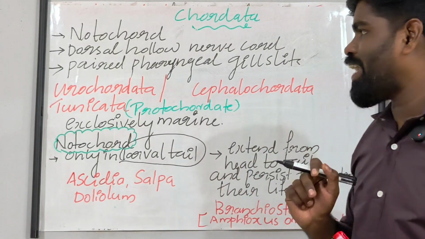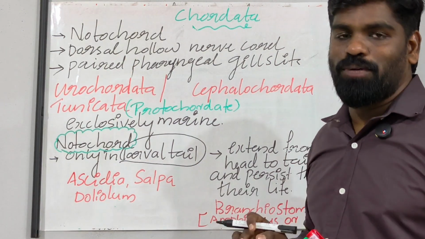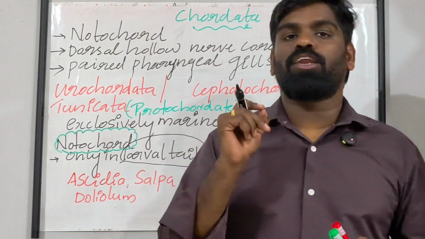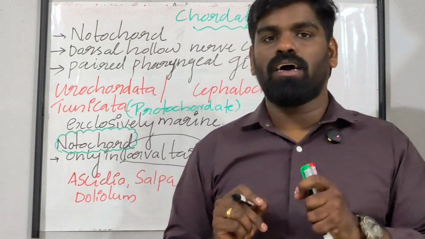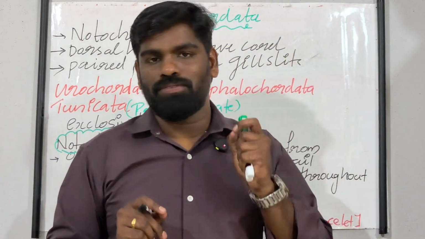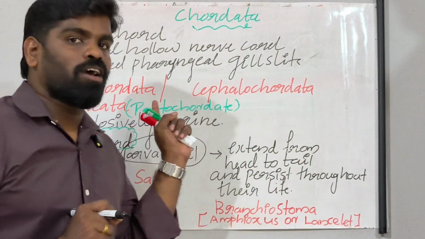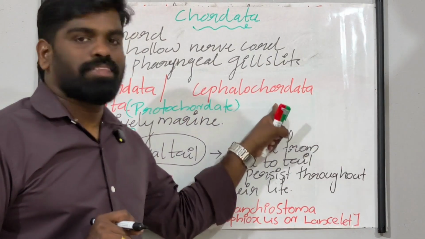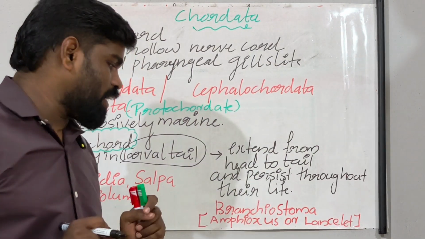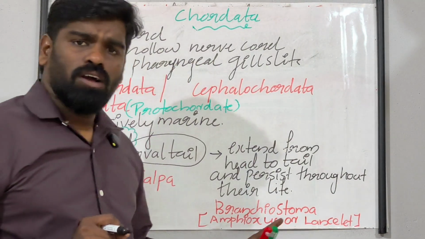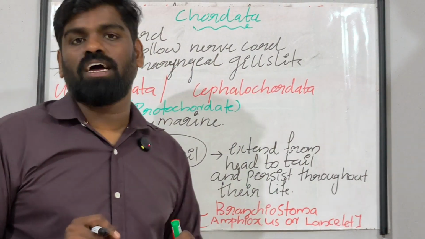Now the examples. Urochordata, or tunicata, examples are Ascidia, Salpa, and Doliolum. So these are the three examples of urochordata or tunicate. Now, in case of cephalochordata, the example is Branchiostoma, or we can say amphioxus or lancelet.